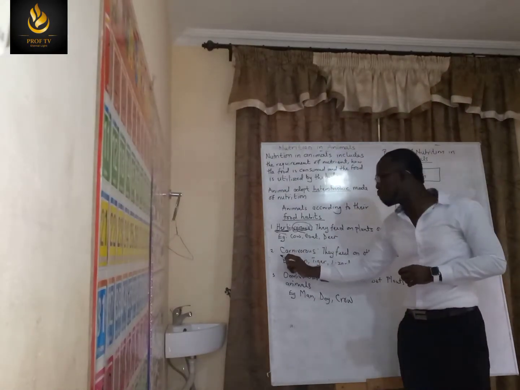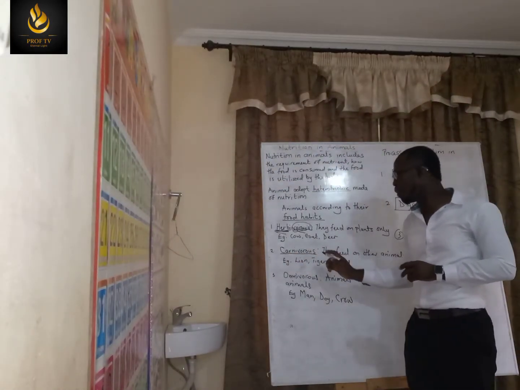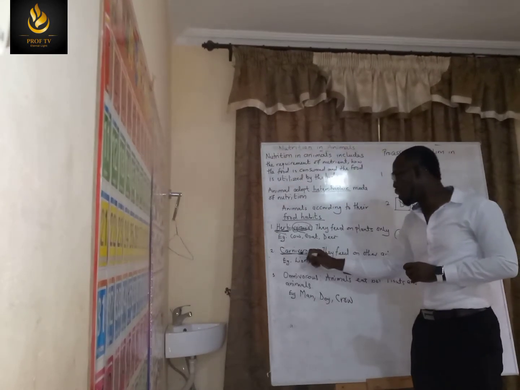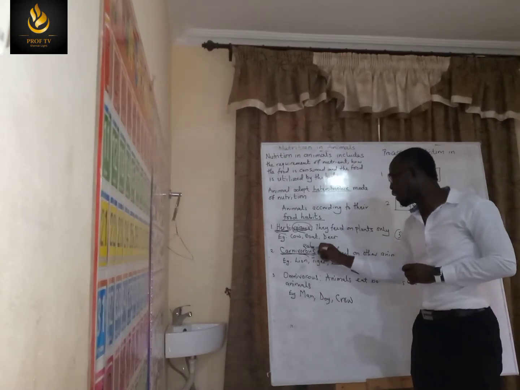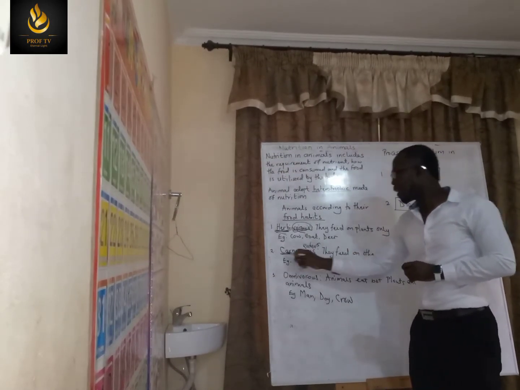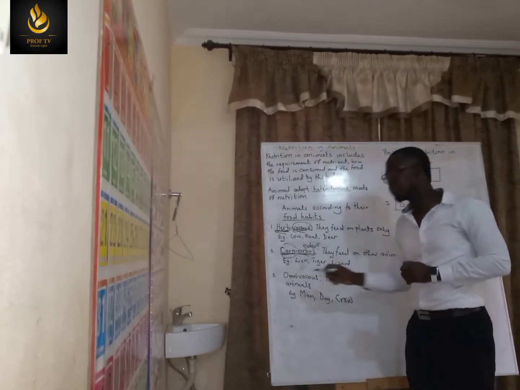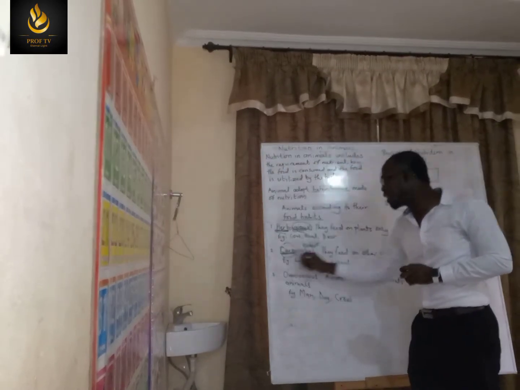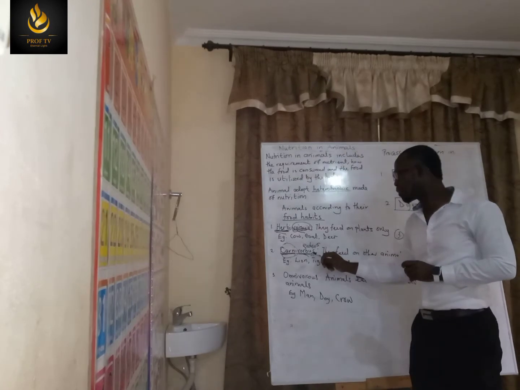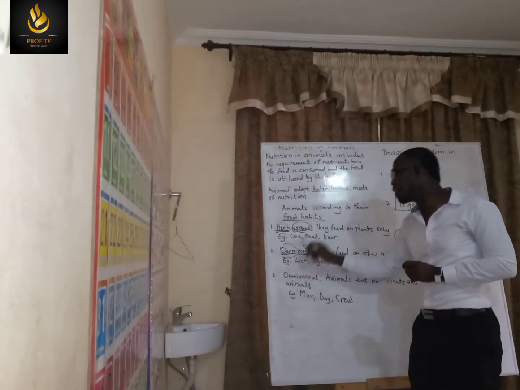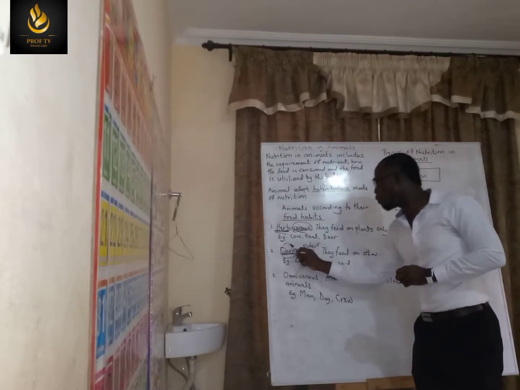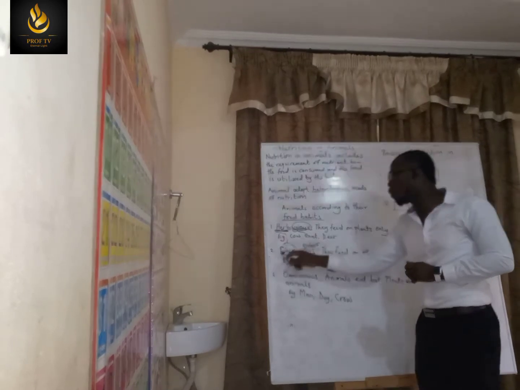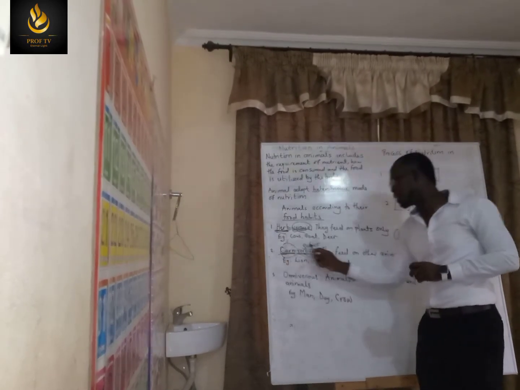Now, the second group is the carnivorous. Carni and vorous. Already we know that this one is eaters. Okay, so eaters. Carni means flesh. So flesh eaters. Simple. Flesh eaters. Carnivorous. Carni refers to flesh, and vorous we have established earlier, eaters. So carnivorous means flesh eaters.